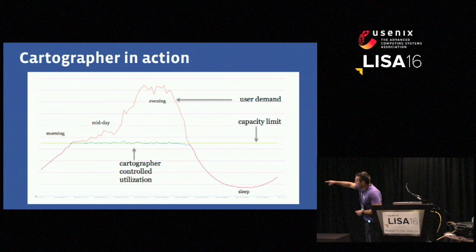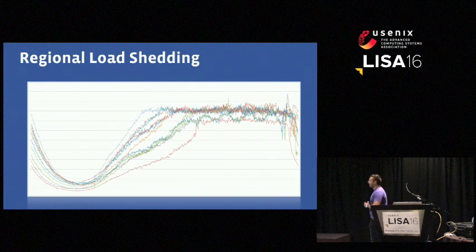And you can see that kind of jaggedy little line there, the green one. That's where Cartographer actually kept it right where it needed to be. So Cartographer's job is to take all of these different inputs and keep capacity and all the connections that are happening to these POPs as close as possible to those utilization limits.